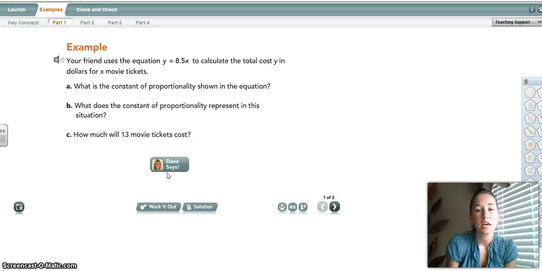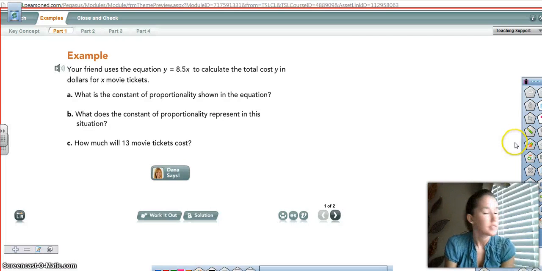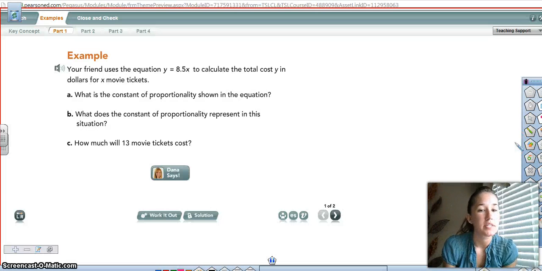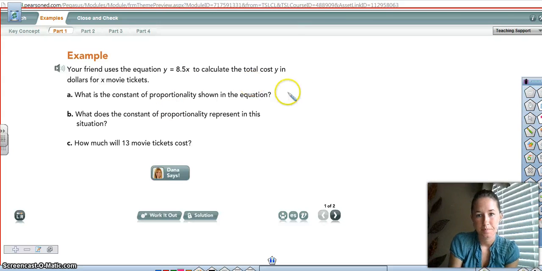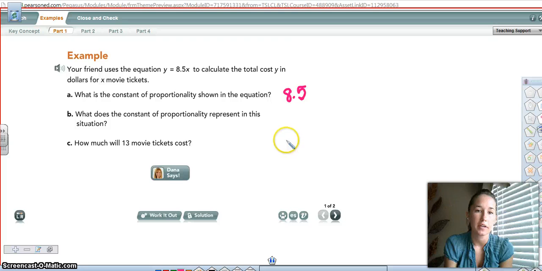Your friend uses the equation y equals 8.5x to calculate the total cost y in dollars for x movie tickets. What is the constant of proportionality shown in the equation? The constant of proportionality, remember, is always the same as the constant multiple. So looking at our equation, what are we always told to multiply by? 8.5 is our constant of proportionality.